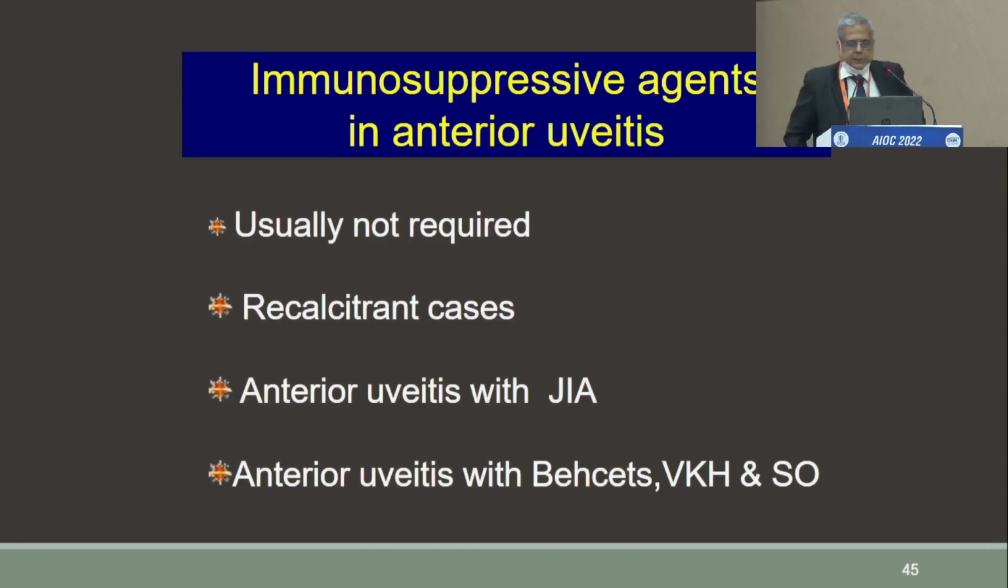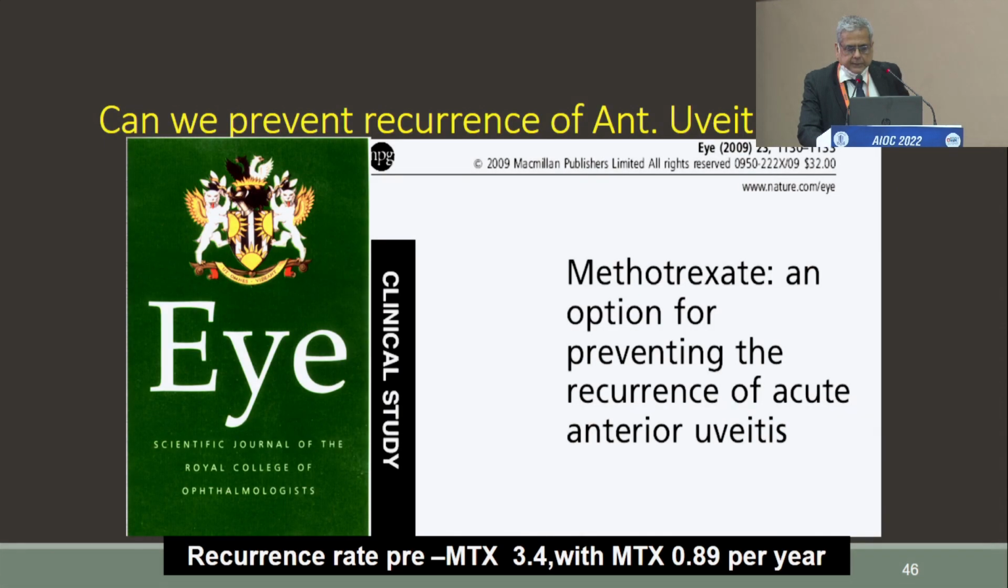Immunosuppressive agents are usually not required in anterior uveitis. Recalcitrant cases, JIA with anterior uveitis, methotrexate is my first option. Anterior uveitis with Behcet's, VKH and sympathetic ophthalmia, I always add systemic immunosuppressive agents. This is a million-dollar question: can you prevent recurrence of anterior uveitis?